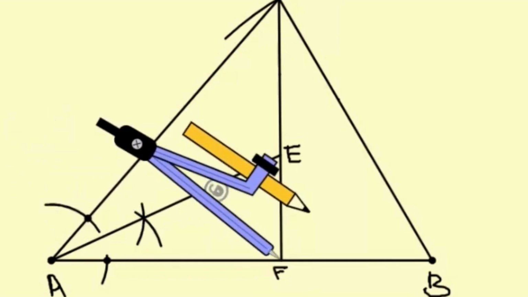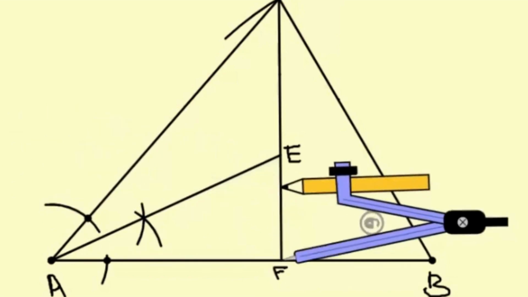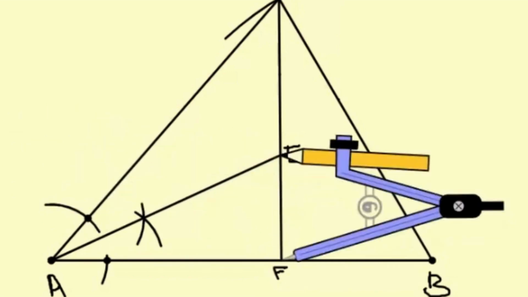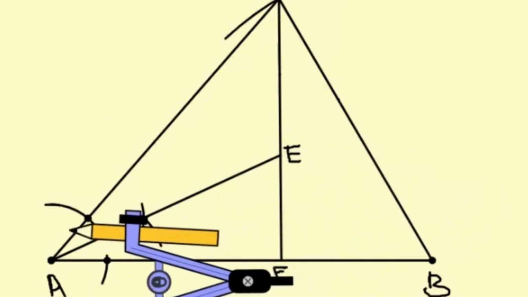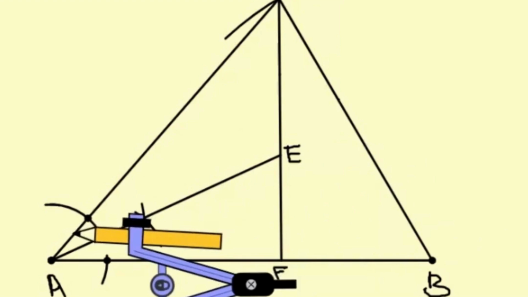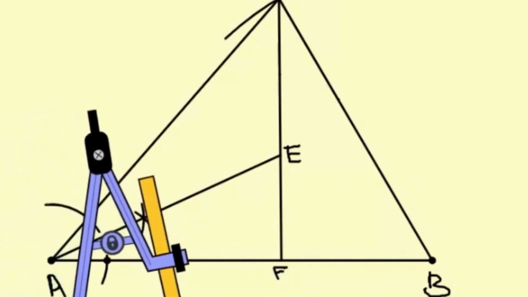Now we need to measure EF. So I'm just going to use my compass. I open the radius from E to F, then place it on a ruler and measure and determine the length, which is just 2.7. And I am done.